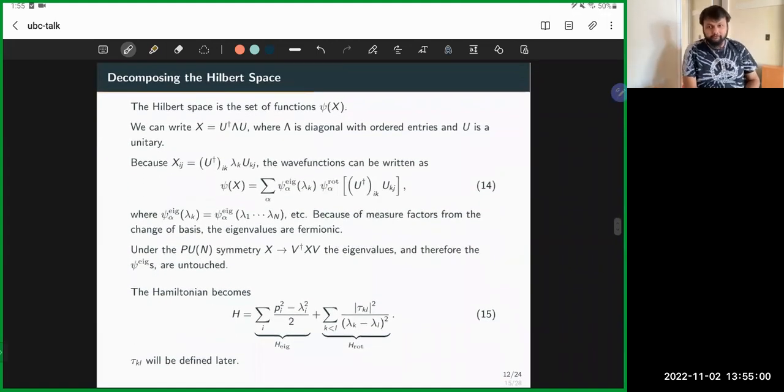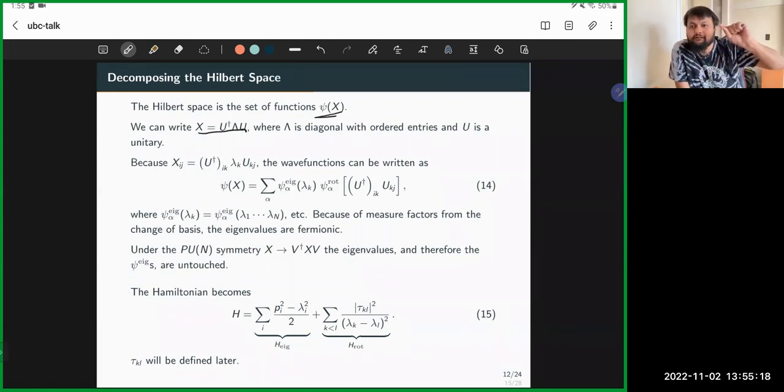So what is the Hilbert space? Our degree of freedom is a matrix, so the Hilbert space is a set of functions of the matrix. Now we can write X as U dagger lambda U, where lambda is diagonal and U is unitary. This is not quite a unique decomposition, because you can reorder the eigenvalues and change the unitary, and you get the same X. So just for uniqueness, I will order the eigenvalues in ascending order, and then U is fixed uniquely.